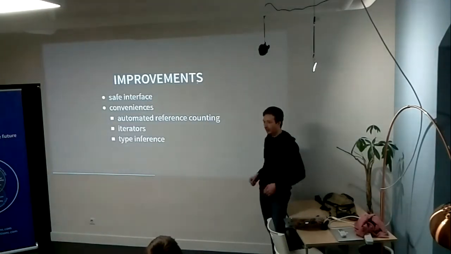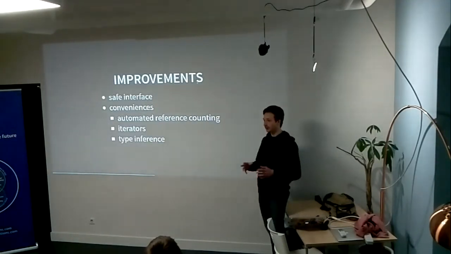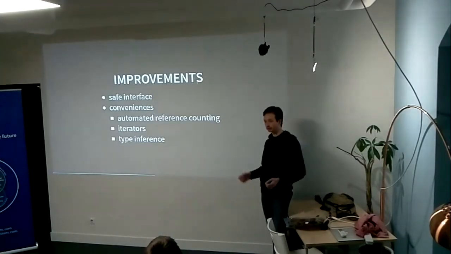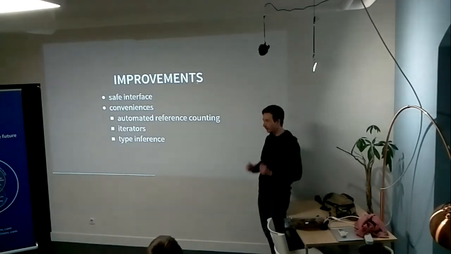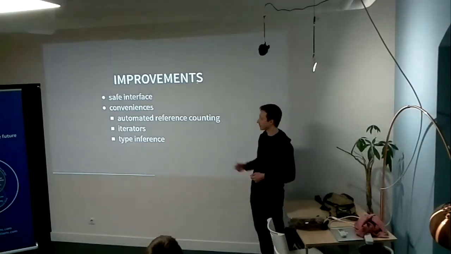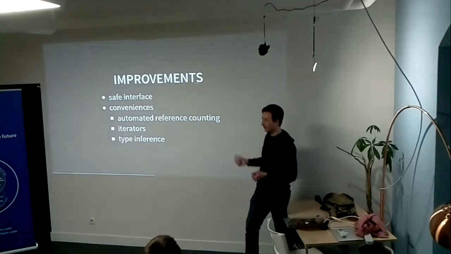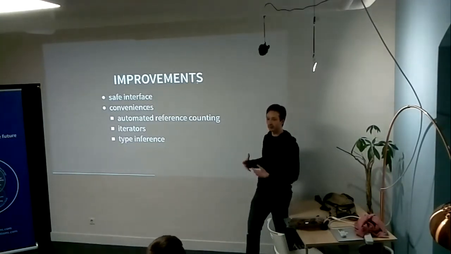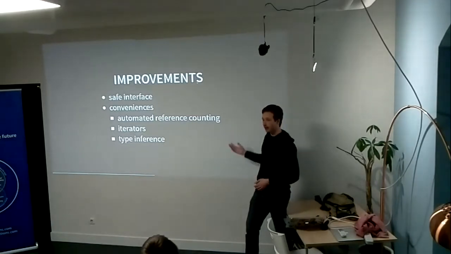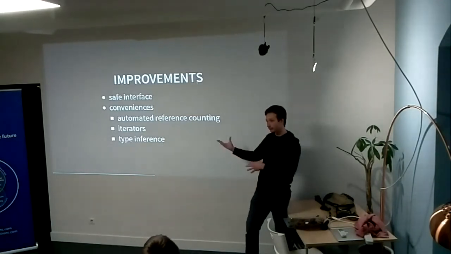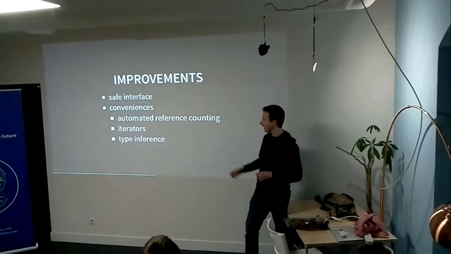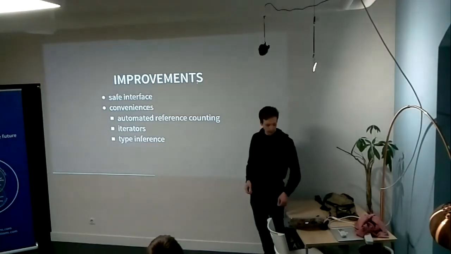On top of this, we can actually build improvements. We can try to maintain safety of the API, because in C there are a lot of invariants that the programmer has to maintain manually and think about. Maybe we can help with that, and of course we can implement conveniences on top of what Rust normally provides, like iterators, automated reference counting through drop, and move semantics. And of course, we can use type inference.